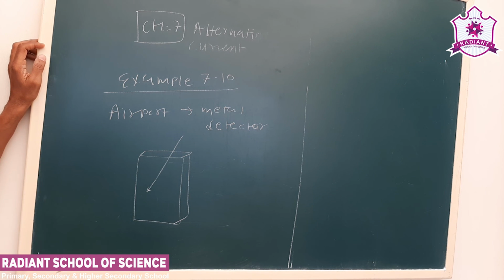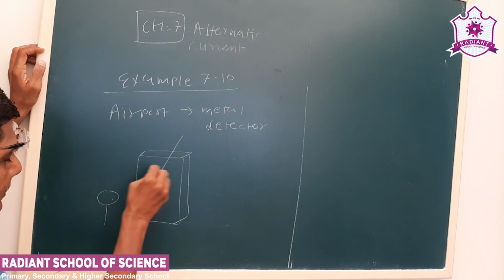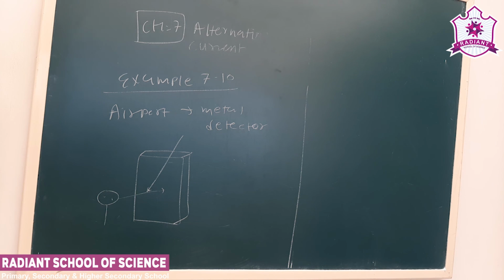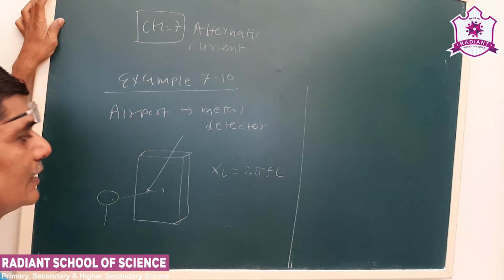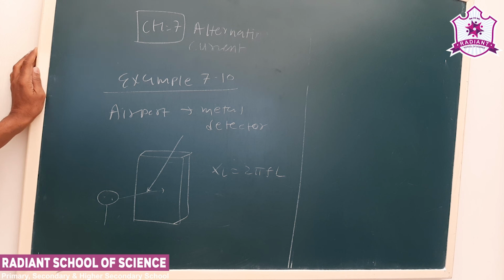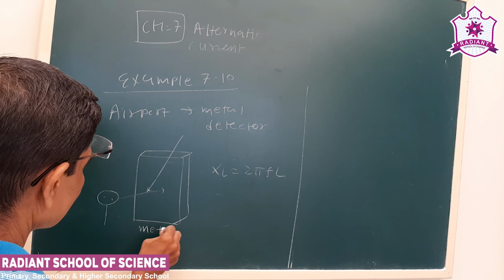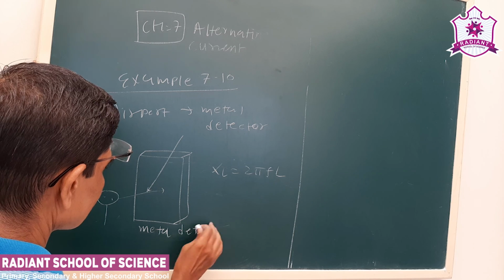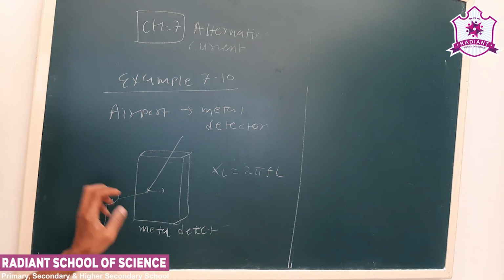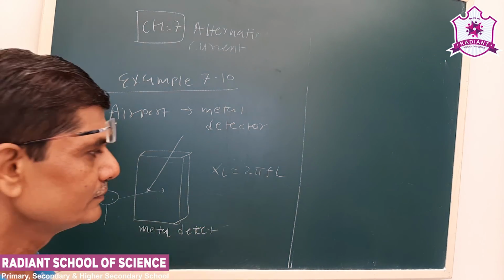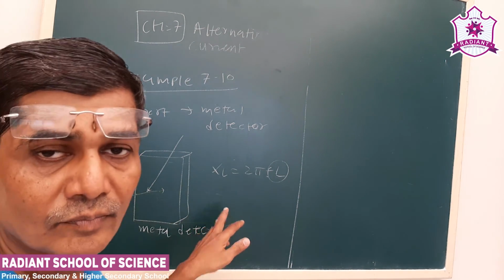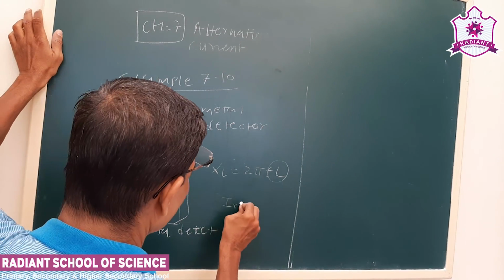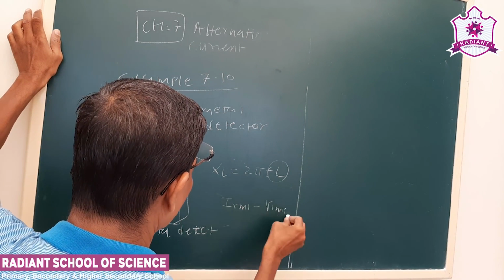Let us say a person steps into a metal detector. There is an inductive circuit. Now see, inductive reactance is 2 pi f L. When a person passes through a metal detector and he is having some metallic material, this coil's inductance will change significantly, so XL changes. So we can say Irms is Vrms upon XL.